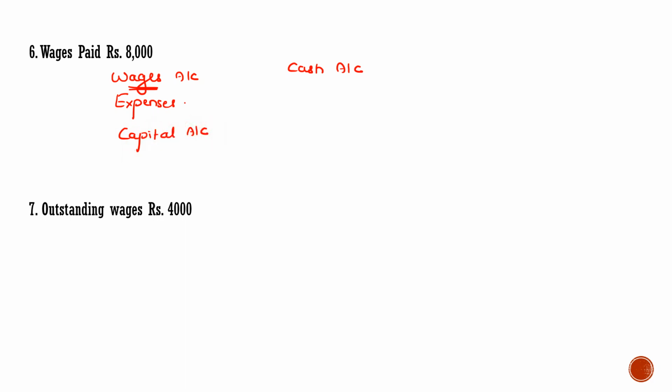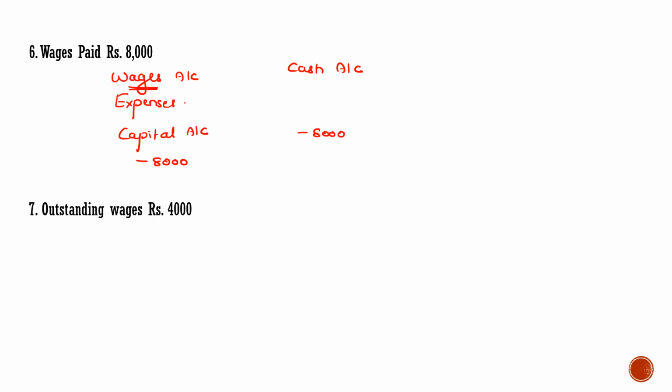So the wages going up, so capital would get reduced by the wages amount of 8,000. At the same time, wages is being paid, so cash is going out, and therefore cash also gets reduced by 8,000. So you find here liability side capital going down by 8,000, on the asset side cash account going down by 8,000, and your equation still holds good.